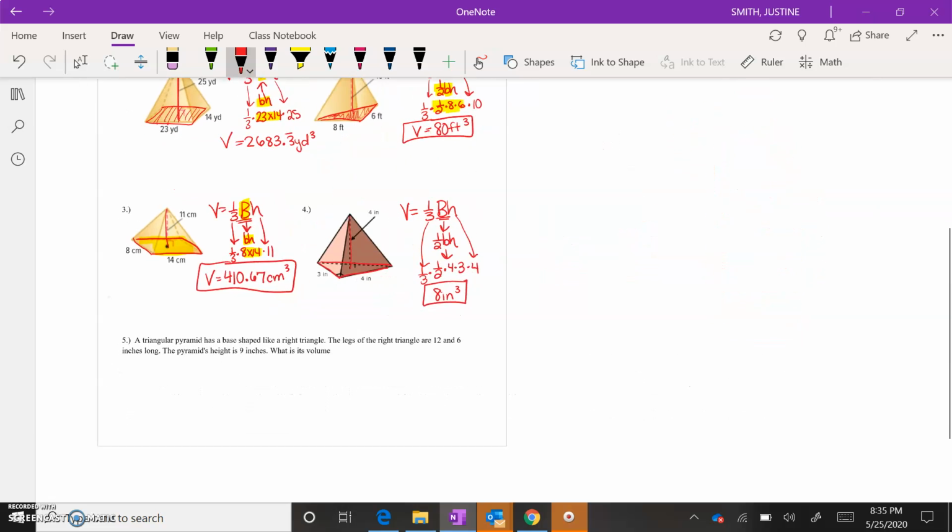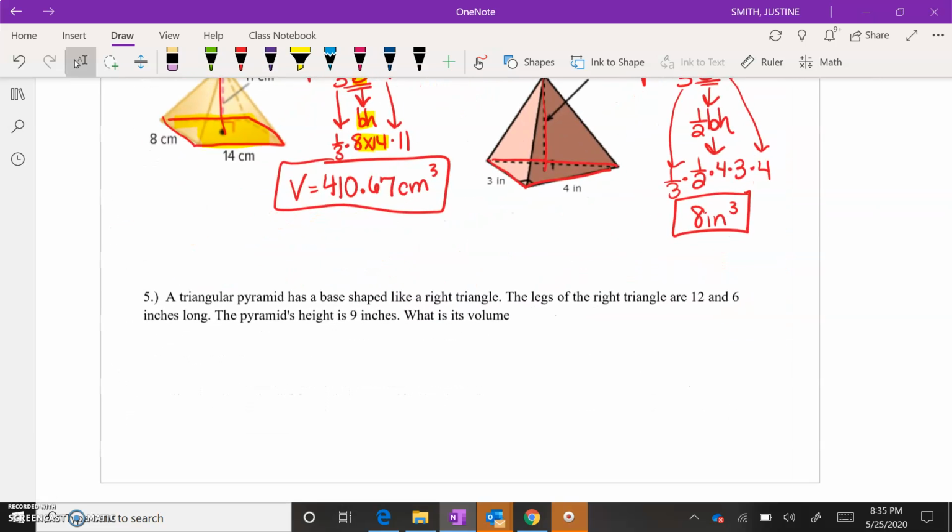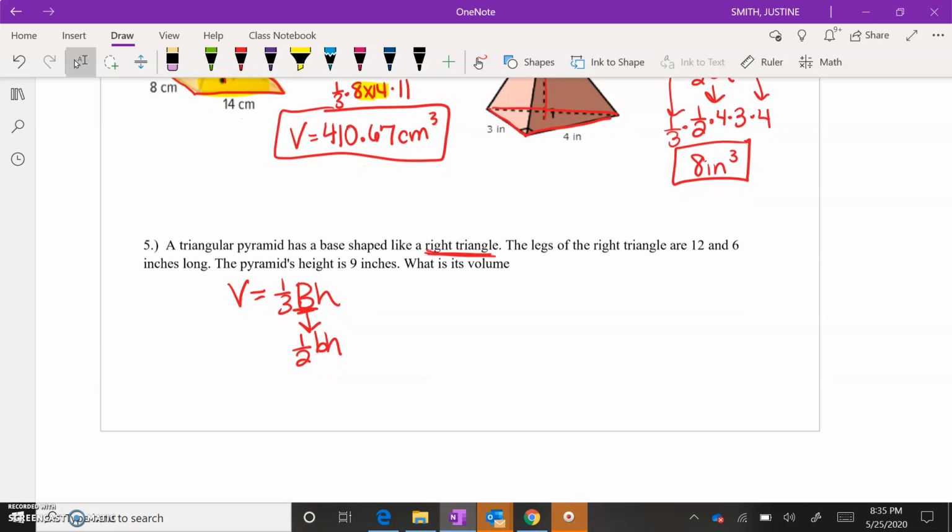All right, so last one here, this tells us a triangular pyramid has a base shaped like a right triangle. So when I write out my formula, they're telling me that the base is a triangle. So right away I know it's the 1/2 base times height. It says the legs of the right triangle are 12 and 6 inches long. So that gives me my base and my height. And again, this is just the area of the base. My 1/3 I can just bring down, and it tells me the pyramid's height is 9 inches, which is my height here.